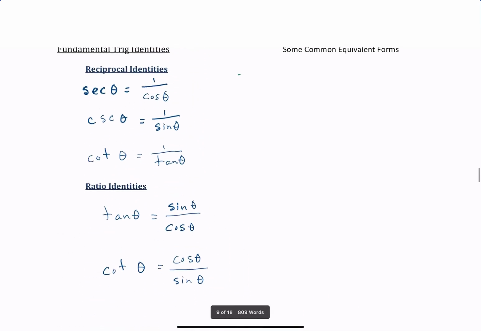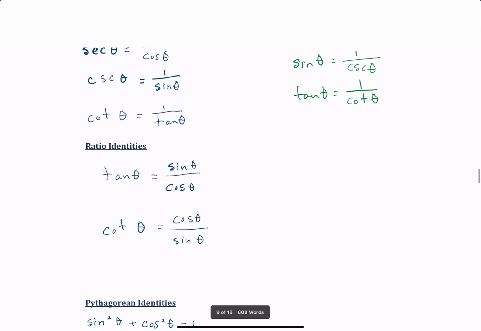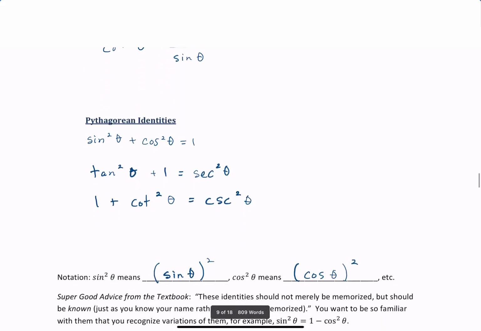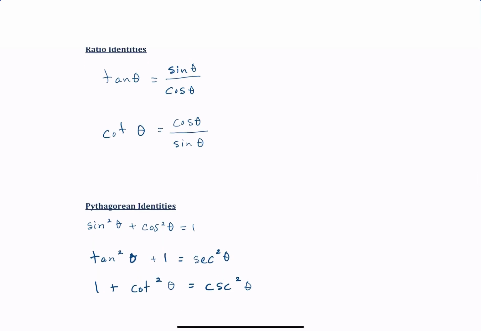So for these reciprocal identities, for example, secant of theta equals 1 over cosine of theta, equivalently, cosine of theta would be 1 over the secant of theta. Sine of theta would be 1 over the cosecant of theta, and tangent of theta is 1 over the cotangent of theta. So they're all reciprocals of each other. There aren't really any different forms for the ratio identities, but the Pythagorean identities have quite a few. And I think I'm going to give us some extra space for those.